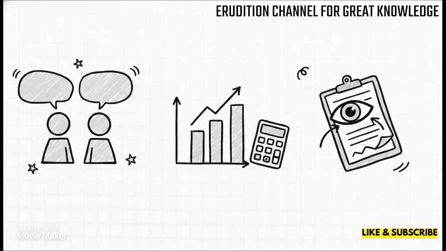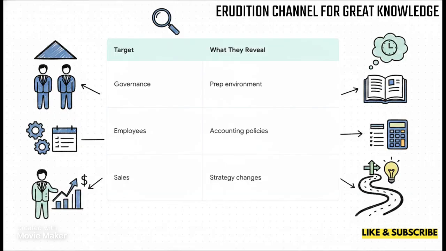So, what actually are these foundation-building procedures? SA 315 breaks them down into three main buckets. Number 1, inquiries of management and of others within the entity. Number 2, analytical procedures. And number 3, observation and inspection. Let's look at how each of these works. Let's look at inquiries first.